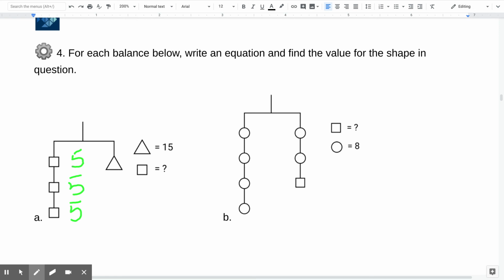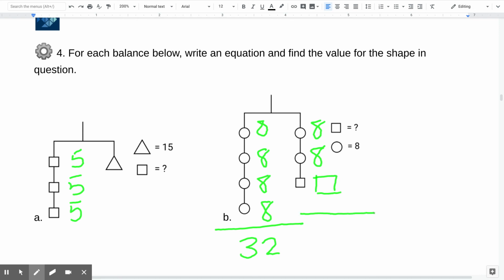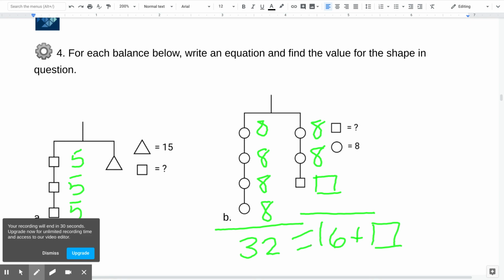In my second one, in B, I know that each little circle here is 8. So I can label them 8, 8, 8, 8. That means this side of the balance is 32. On the other side, I have 8 and 8 plus some unknown, and I know they have to be equal. So this is 16 plus the square, and I know they have to be equal to each other. So that tells me that my square must be 16.